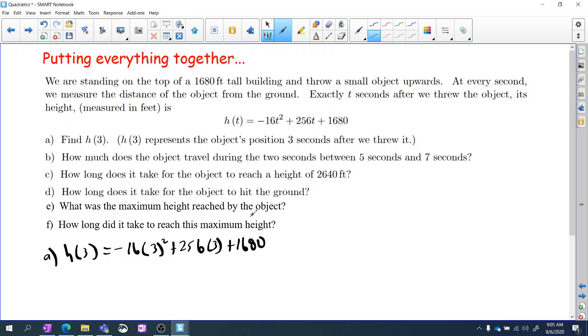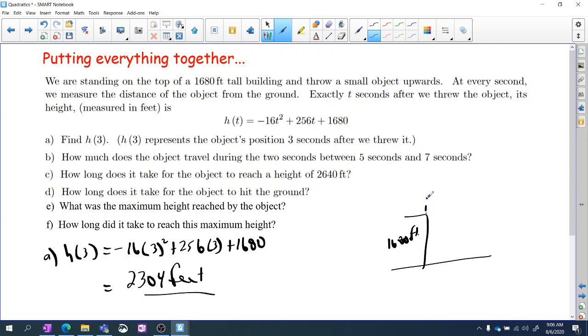And that's going to give us 2,304. Now, this question has units, context, so they're talking feet. Think about what happened. They were on the top of a building 1,680 feet above the ground. They threw a small object up in the air, and then it came back down. So the height would increase till it reached its highest point, and then it would drop till it hit 0.